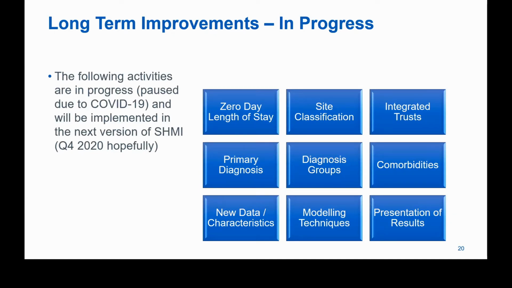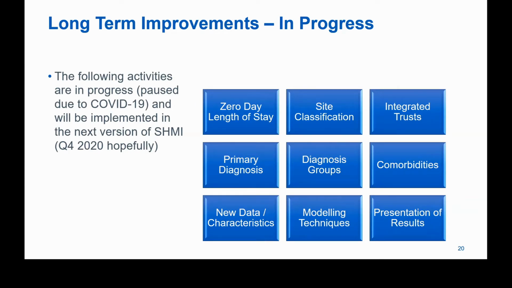The diagnosis groups, I've mentioned a number of times already that we use the clinical classification software in order to take 260 categories and aggregate them to 142. What we are doing is engaging with the clinical teams in order to assess whether that 142 is the right set of primary diagnoses to take forward into the model. It may be appropriate that we aggregate some of them up further. It may be appropriate that we disaggregate some of them and get more granularity within the SHMI model. I'll cover off comorbidities and new data characteristics and the modelling techniques in the presentation as well.